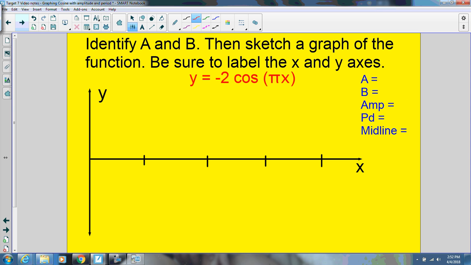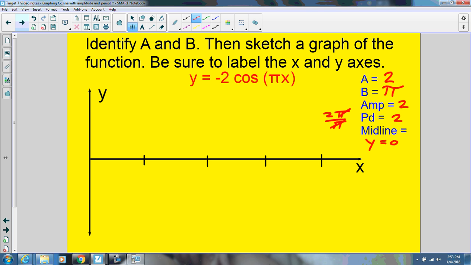All right. So in this equation that we have, the A value will be 2. Remember, it's not -2. That negative is just reflecting the graph over the x-axis. The B value here is pi. The amplitude will be 2. It's the same as the A value. The period is going to be 2 pi divided by the B value of pi, which will give me 2. The midline is at y equals 0.